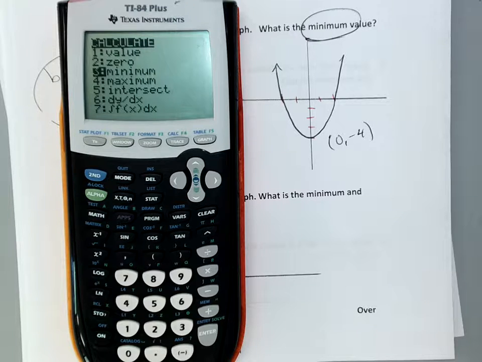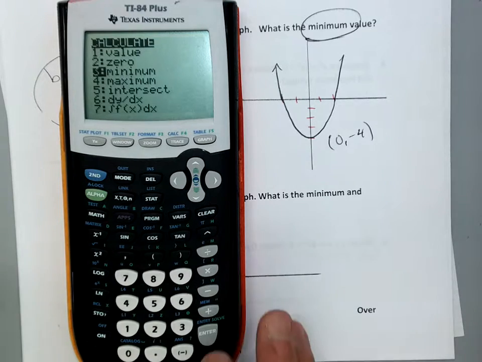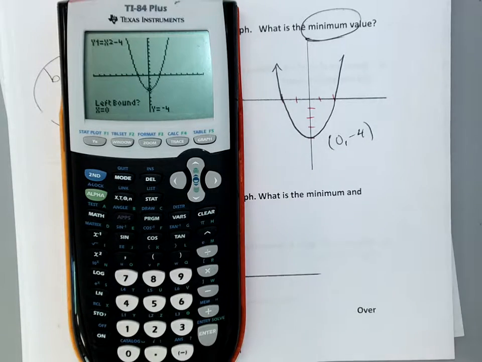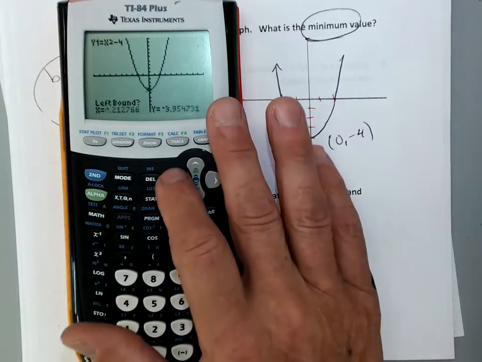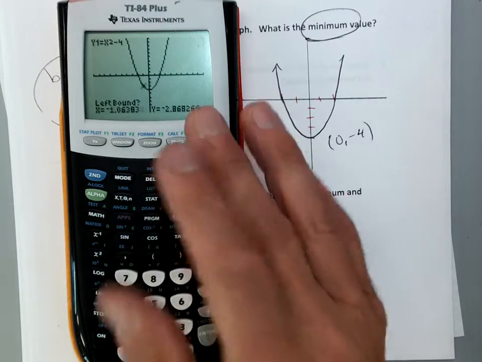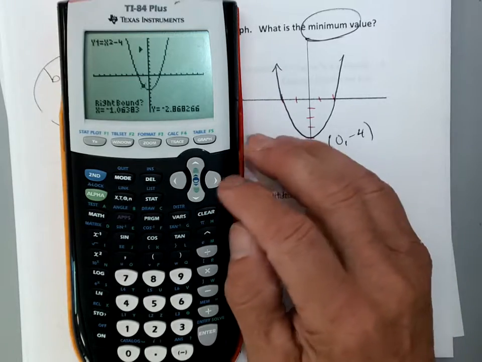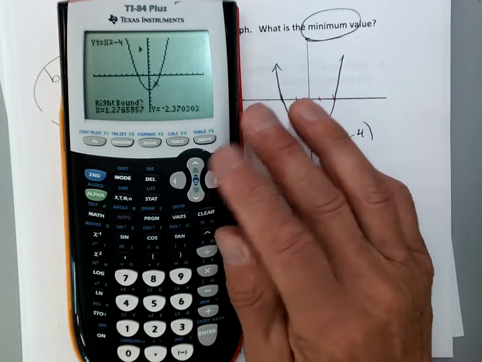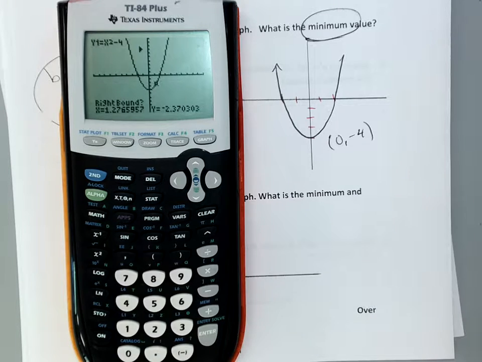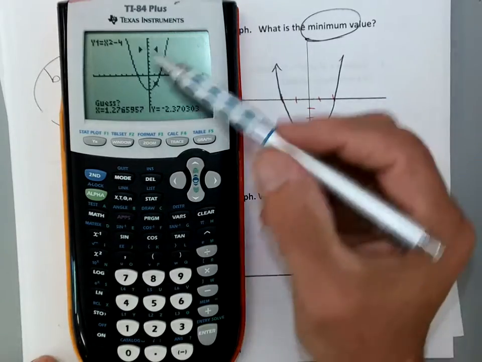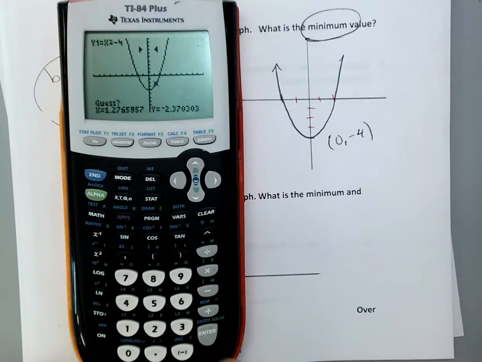So the calculator doesn't know. You have to tell it where to look. If I push minimum, it's going to say first, give me a left bound. It wants you to tell it where to search. So I move my cursor over to the left-hand side of my minimum. It's blinking. Now I push enter, and it locks it in. For the right-hand side, I put it on the other side of my minimum, just somewhere, okay? It's blinking. If I push enter, it's locked in. Now I'm telling my calculator to look somewhere in here for the minimum. So push enter again, and there it is, at -4, right?